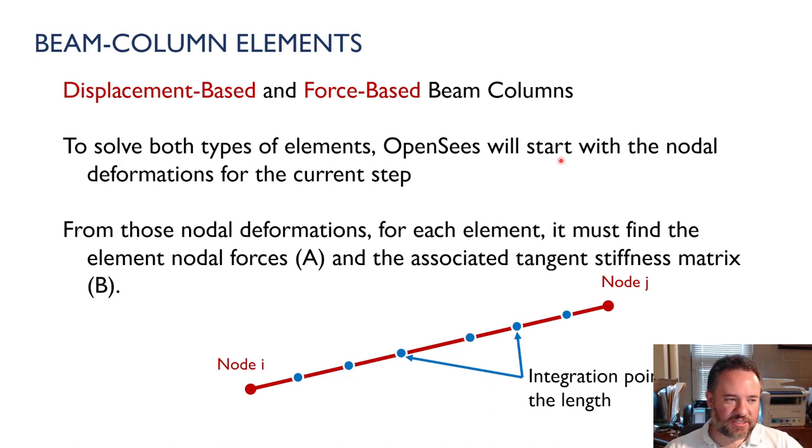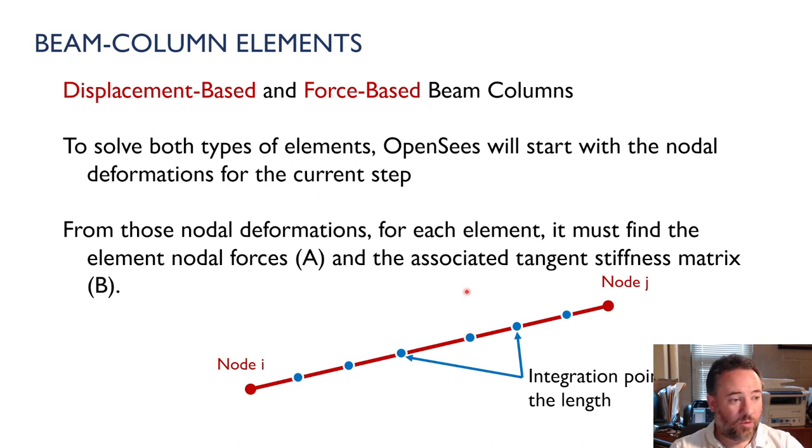So in this case, we have a beam column. The beam column is going to get the displacement at node I and the displacement at node J. Okay, so we get the nodal deformations at node I and J. Then the element has to find what are the nodal forces. That's the forces at each end required to achieve those deformations. And what is the associated tangent stiffness matrix, which means what's your current stiffness?